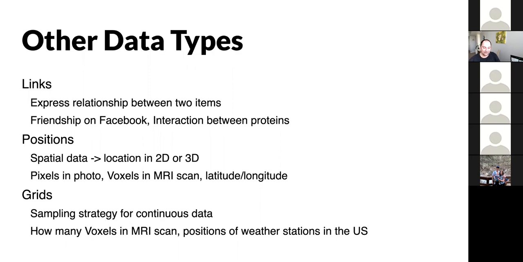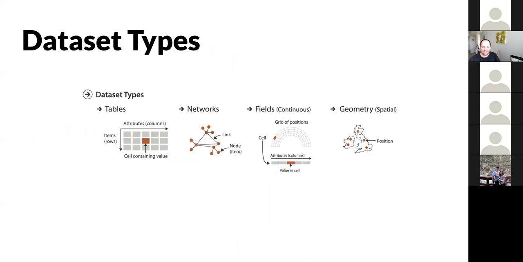And grids are related, but not quite the same thing. Grids are basically a sampling strategy for continuous data. If you have an MRI, you have a discrete number of voxels in the scan, and you have a grid along which these are aligned. That would most likely be a very regular grid, but the positions of the weather stations in the US would also be a grid, just a less regular one.